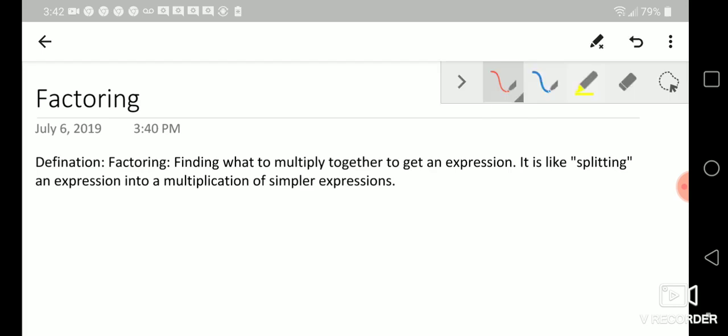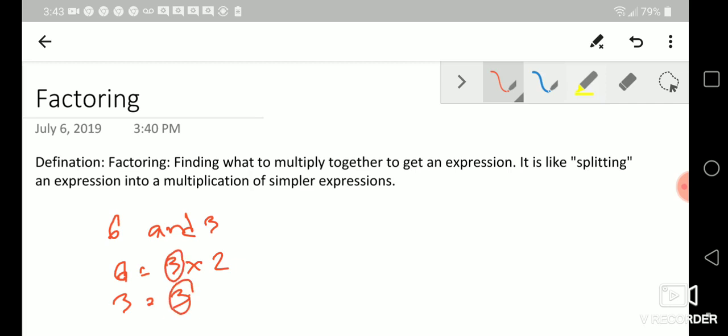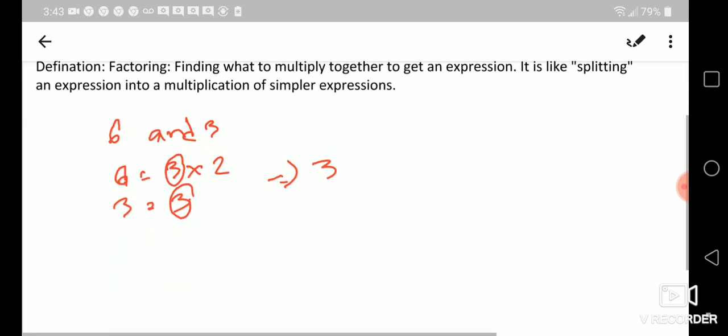So we'll look into a few examples first. Simple one. So let's say we have 6 and 3, and if we factor it out, 6 we can simplify further into 6 is equal to 3 times 2, and 3 you cannot simplify any further. So what is common between 3 and 6? Common between 3 and 6 is 3. So if we factor 3 out of 6, we are left with 2. This is what is called factoring.